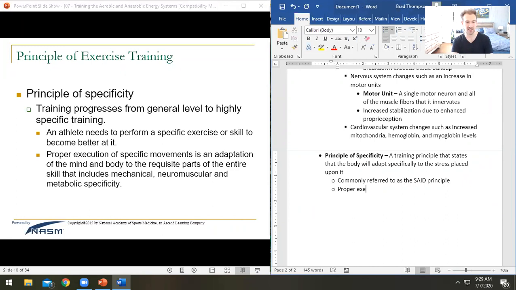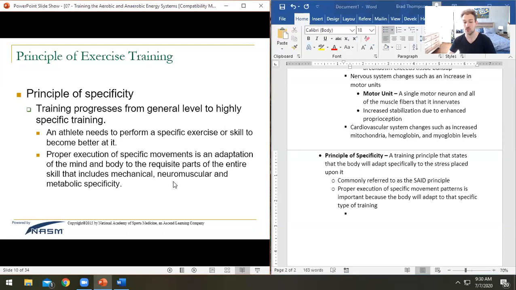Proper execution of specific movement patterns is important because the body will adapt to that specific type of training. And so we're going to see our subcategories here. We're going to see mechanical specificity, the weights and the movements, neuromuscular specificity, and metabolic specificity. A couple of our new folks watching this video may not have seen these terms yet, but these are going to come back later. I'm just going to put a really brief version of each of these down. So we've got mechanical specificity.